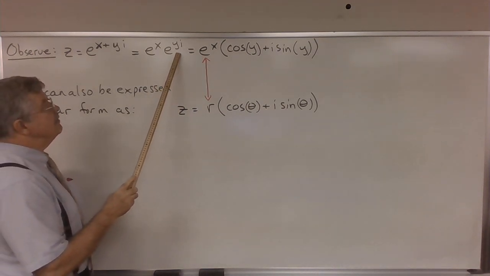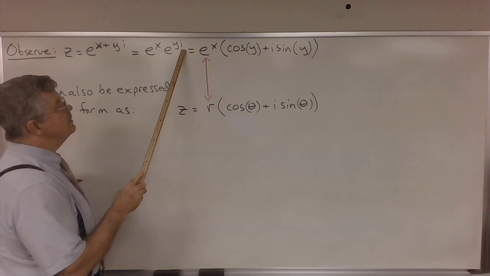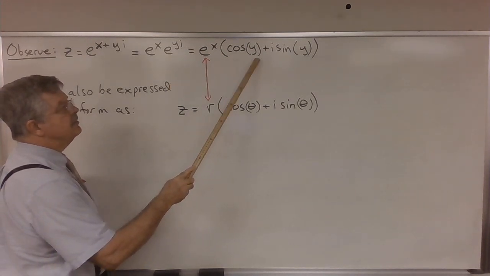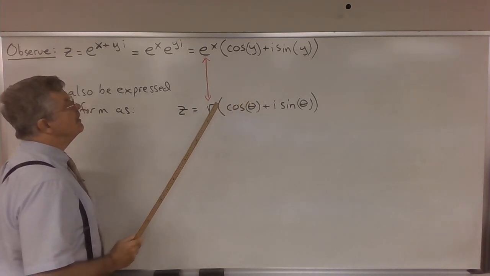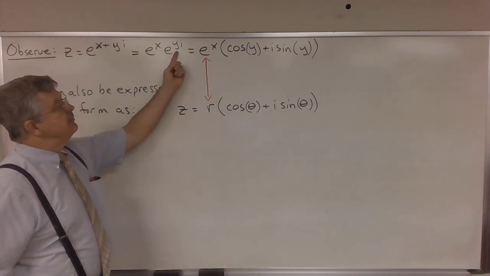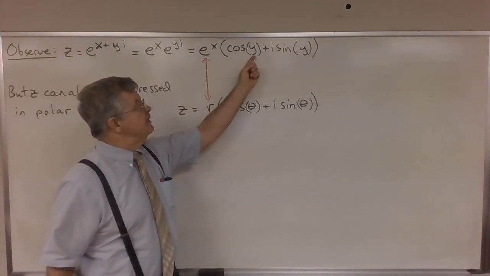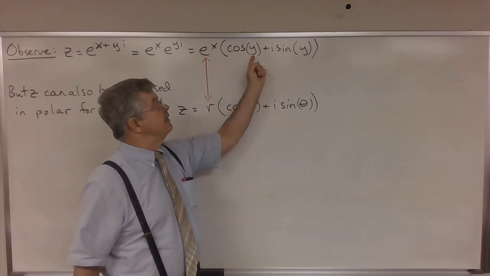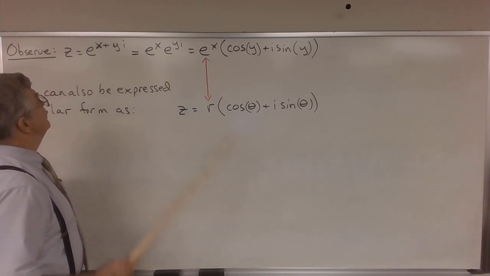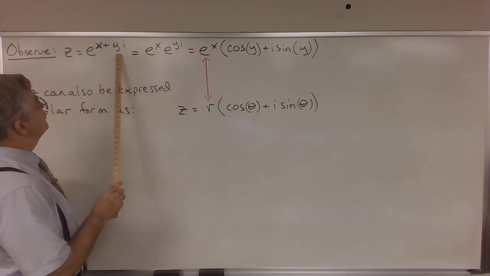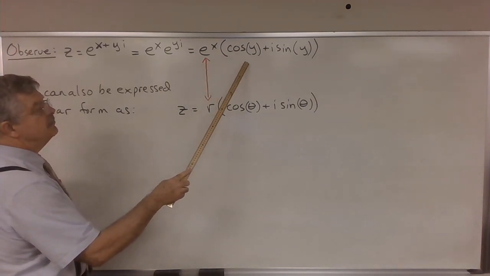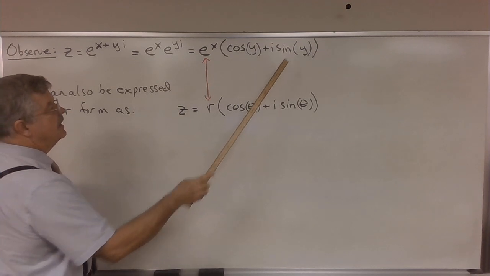And e to the power of a real number times i can be represented as a linear combination of cosine and i sine. Specifically, the coefficient of i is going to be the angle at which we evaluate cosine and sine. So e to the x plus yi can be written as e to the x times cosine of y plus i sine of y.